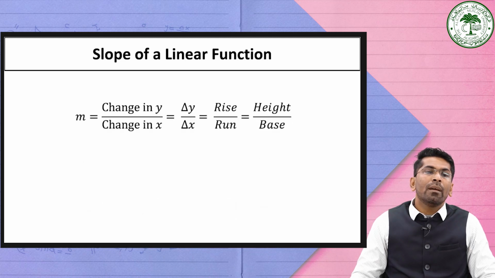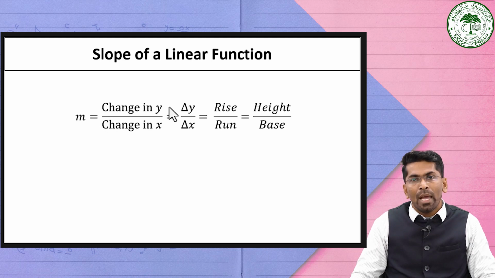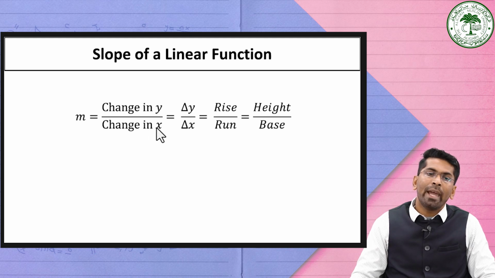Now, in order to find the slope of a linear function, we can use m, which shows the slope, is equal to the change in the value of y divided by the change in the value of x, or we can say delta y by delta x. Delta denotes change, which is equal to the rise part divided by the run part, or we can say height divided by base.